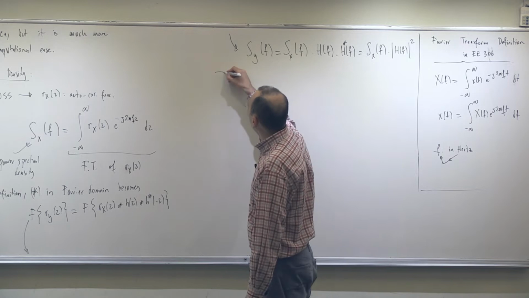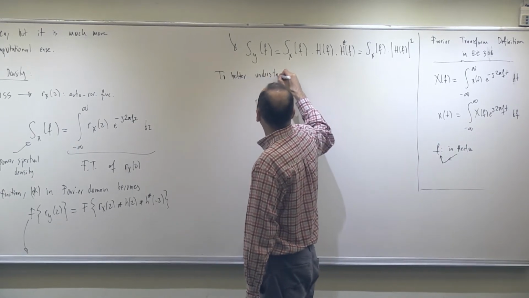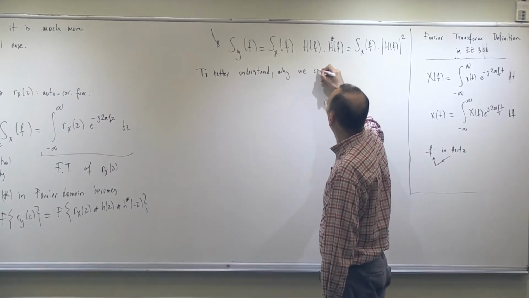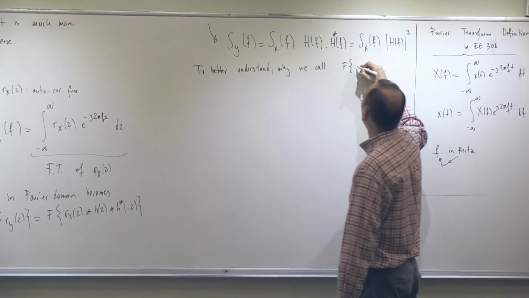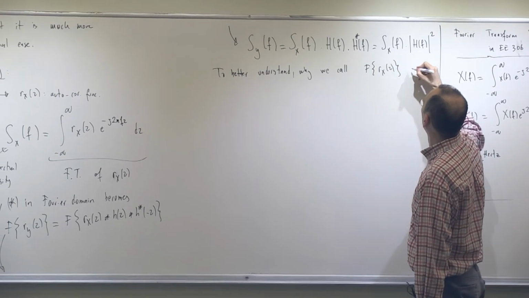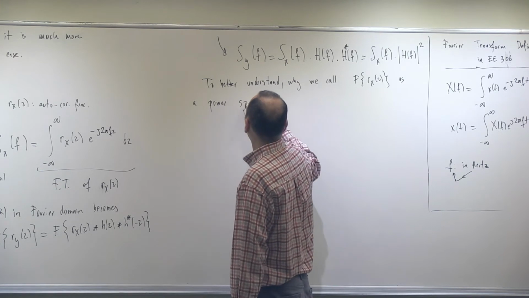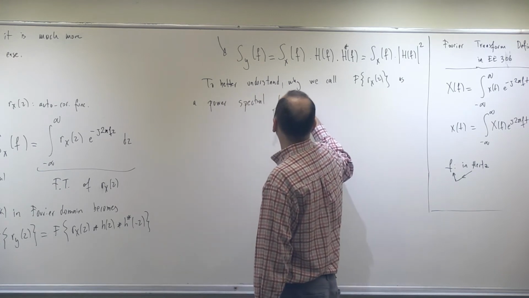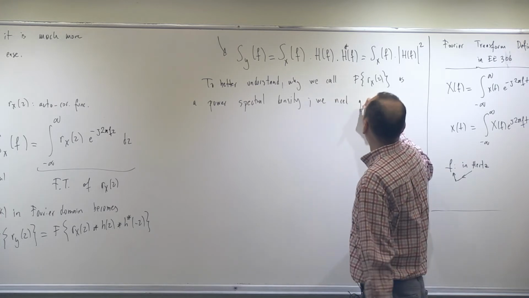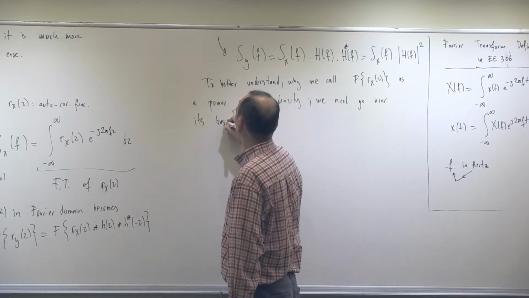So to better understand why we call the Fourier transform of R x of tau a power spectral density, we need to go over its basic properties.